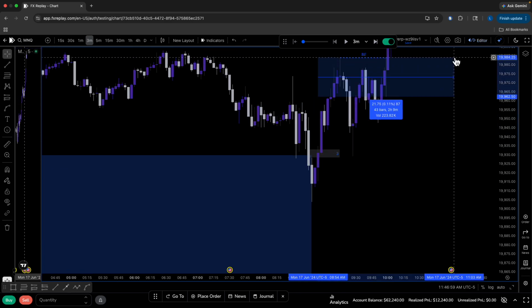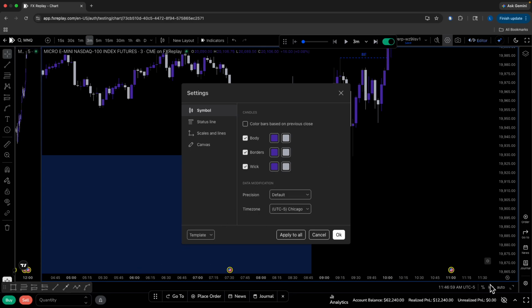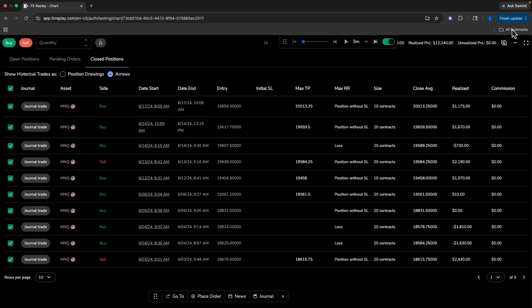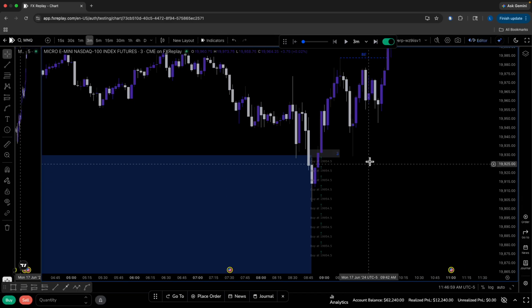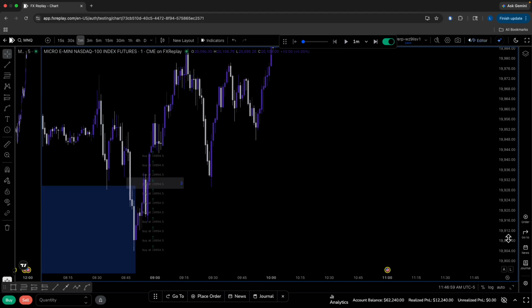Or was it right here? Let me bring these up right quick. I kind of forget. I took this trade the other day, so I don't remember exactly.